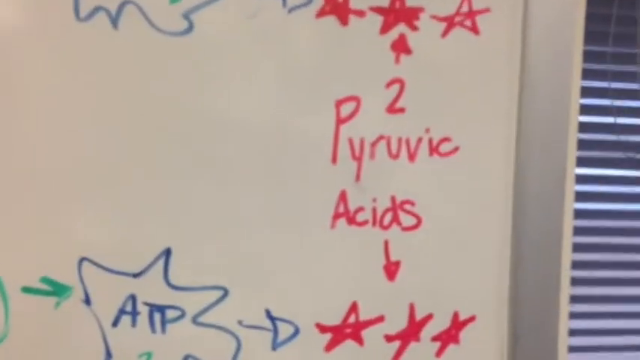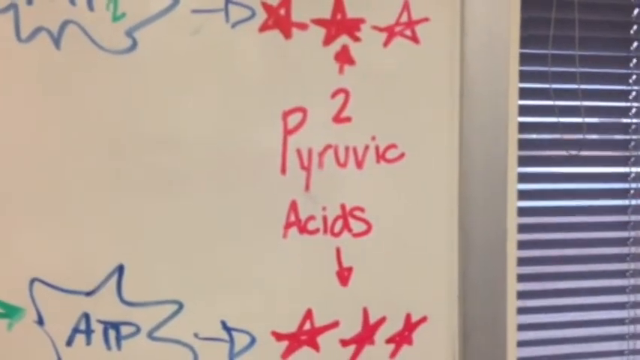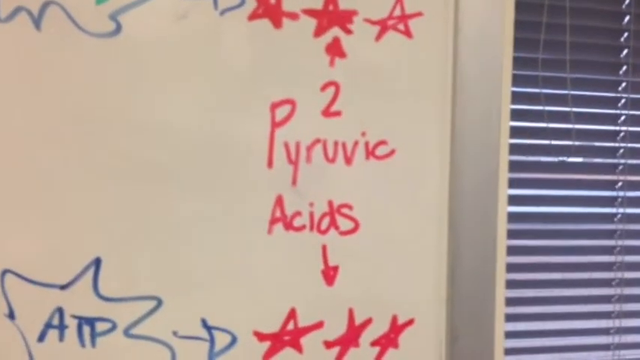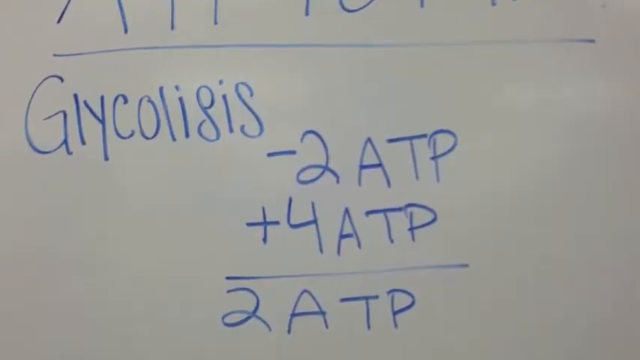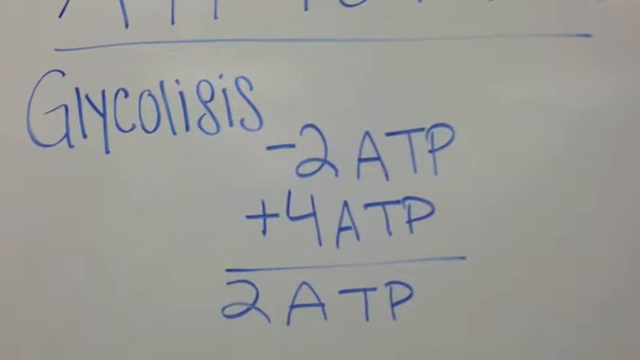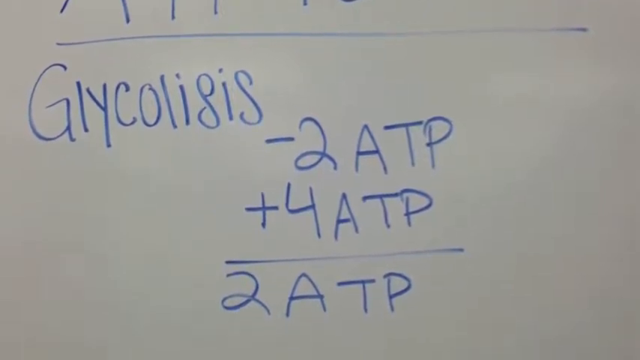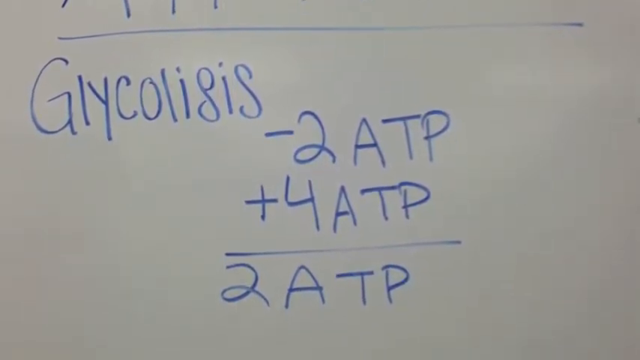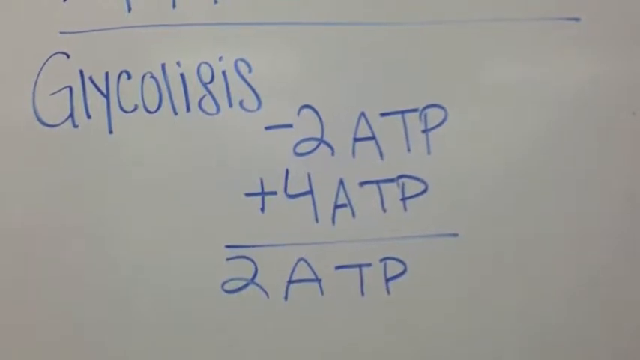The waste product is pyruvic acid, which is 3 carbons that lead into the next cycle called the Krebs cycle. ATP totals: in glycolysis, with the investment of 2 ATPs and the gain of 4 ATPs, you get a total of 2 ATPs.